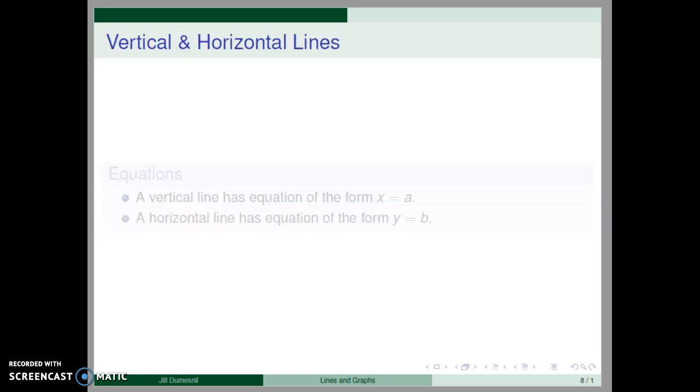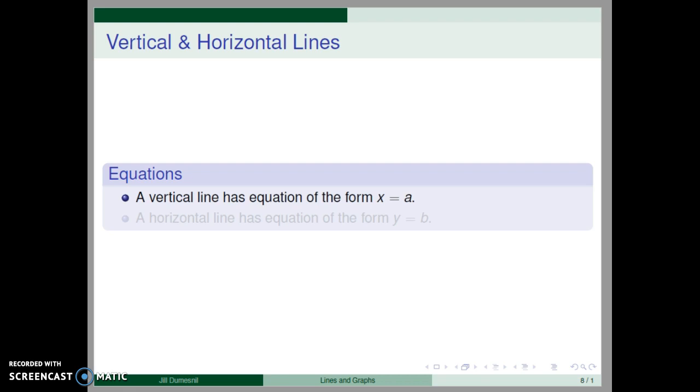The last two examples were examples of a vertical line and a horizontal line. The equations for such lines can be expressed generally. A vertical line has equation of the form x equals a constant, while a horizontal line has equation of the form y equals a constant.